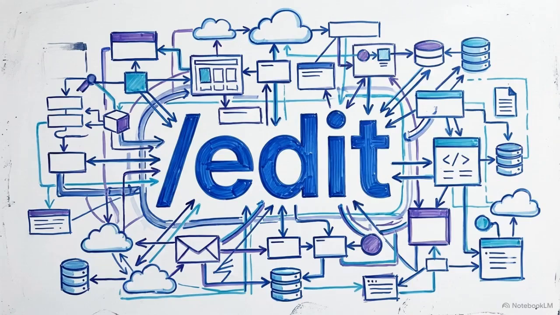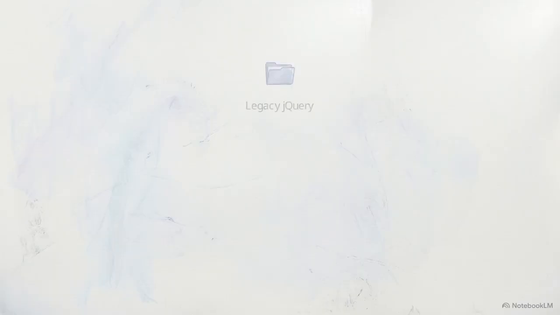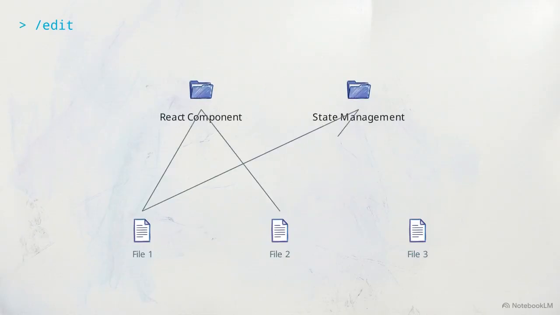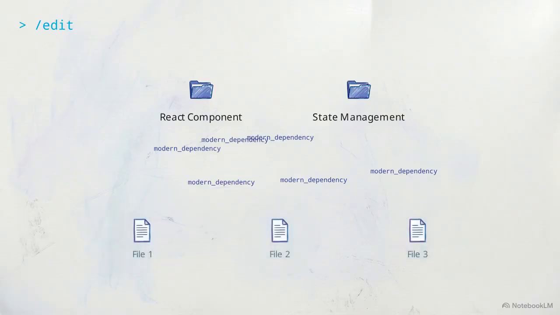The primary engine for system-wide structural changes is the /edit command. You can use this to convert legacy architectures into modern frameworks. The command simultaneously propagates updates to state management files, component interfaces, and module exports. It guarantees all references align so the build doesn't break.